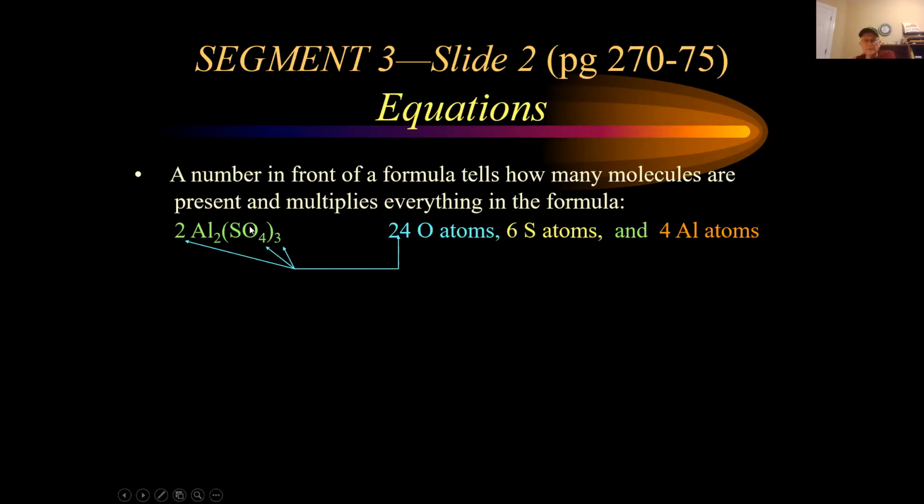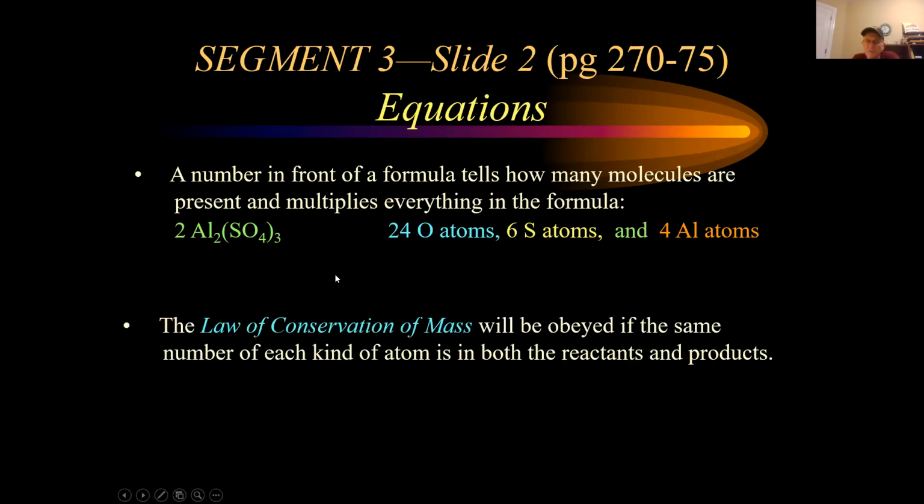This 2 multiplies everything. That 2 only multiplies aluminum. That 3 multiplies everything in that parenthesis. And that 4 only multiplies the oxygen. So oxygen is 4 of these. Each one has 3 of these. Each one has 4 oxygens. And there's a total of 2 times the whole thing. So that's how you figure out the number of atoms represented by something in the formula.